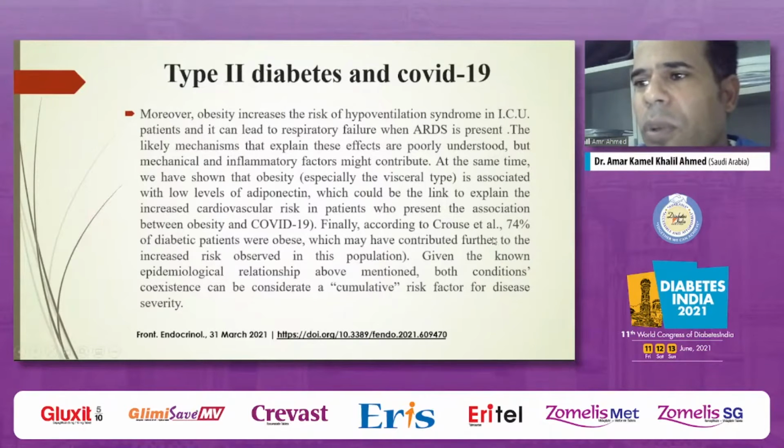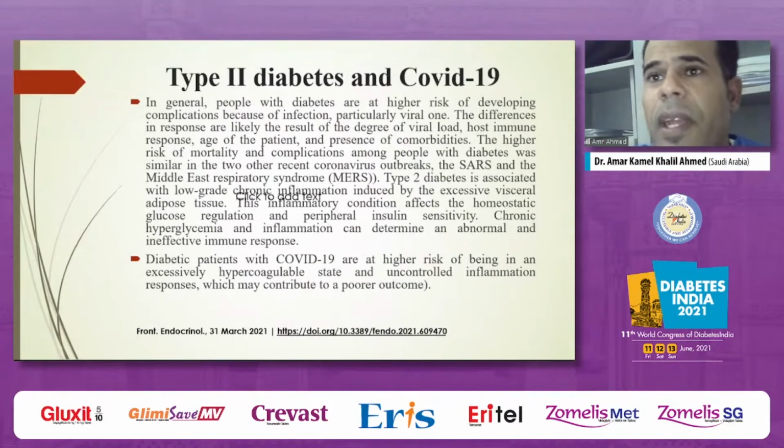Finally, according to Cross et al., 74% of diabetic patients were obese, which may have contributed further to the increased risk observed in this population. In general, people with diabetes are at higher risk of developing complications from infection, particularly viral ones. The differences in response are likely the result of the degree of viral load, host immune response, age of the patient, and the presence of comorbidity.